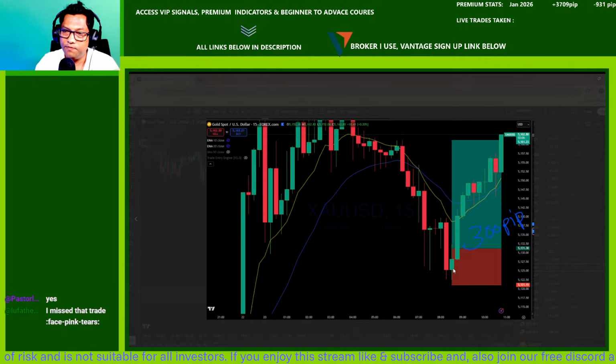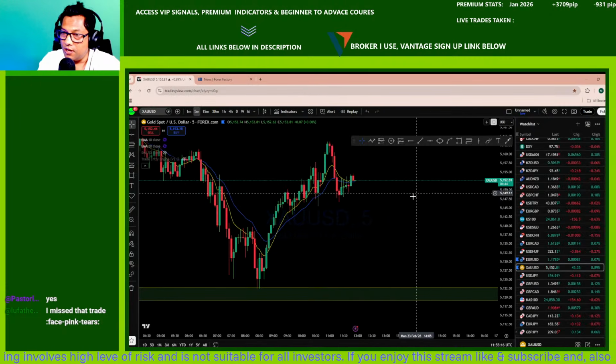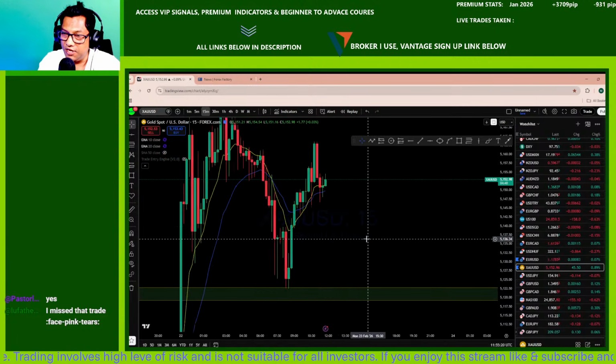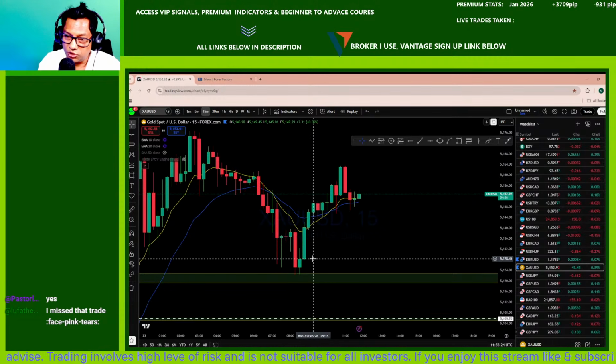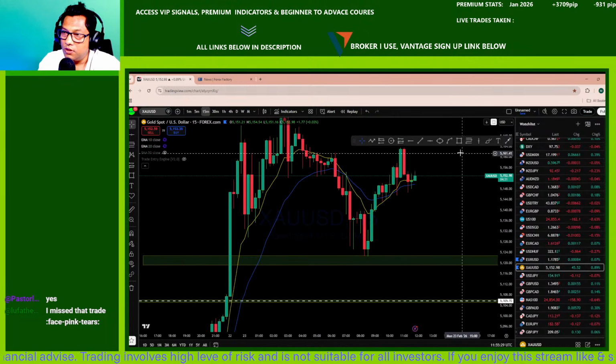mostly for learning. A support broken, we saw that there was a rejection and we opened the entry on that rejection. I held that trade for the full 300 pips. Now, this is the same move. The key here is that this is where the trade was opened after this break below.